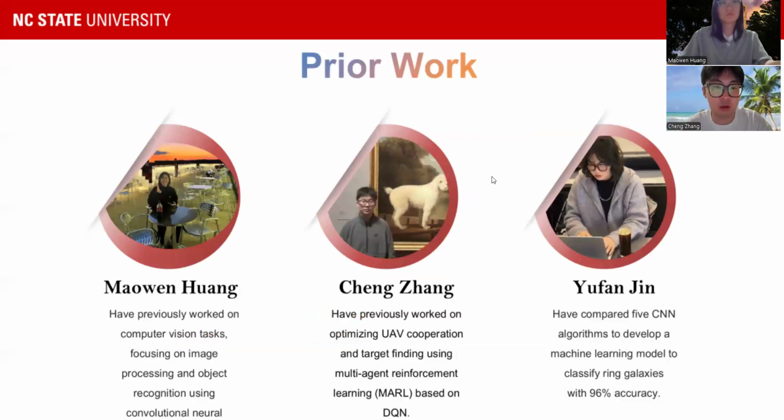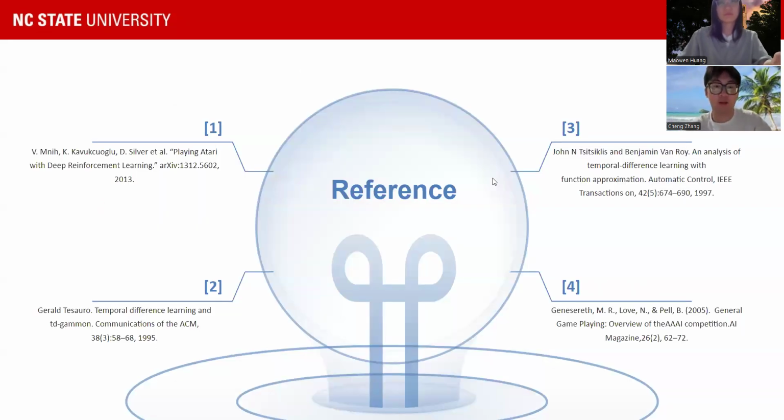Prior work. Our three group members all have some prior work. Nonghua has previously worked on computer vision tasks, and Chen Zhang has previously worked on optimizing UAV cooperation and target finding using multi-agent reinforcement learning. Yifan Jing has compared 5 CNN algorithms to develop a machine learning model. This is our references.